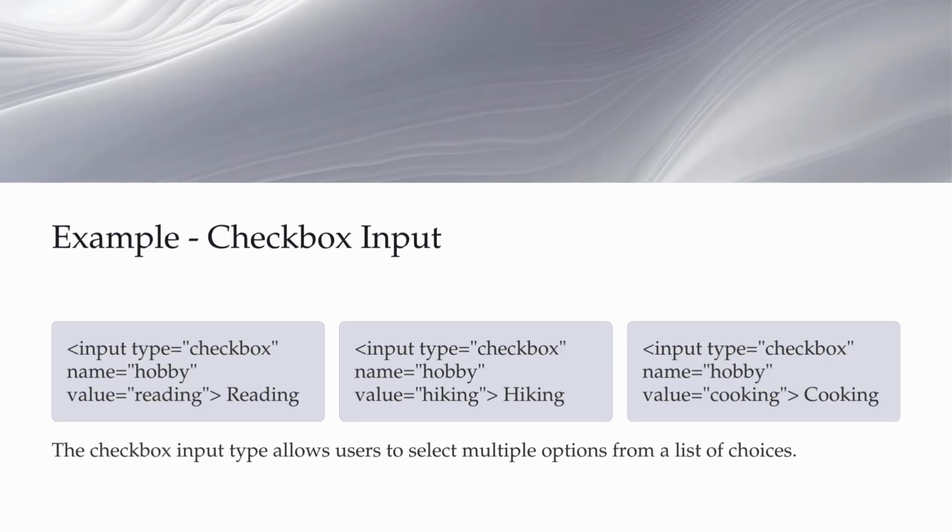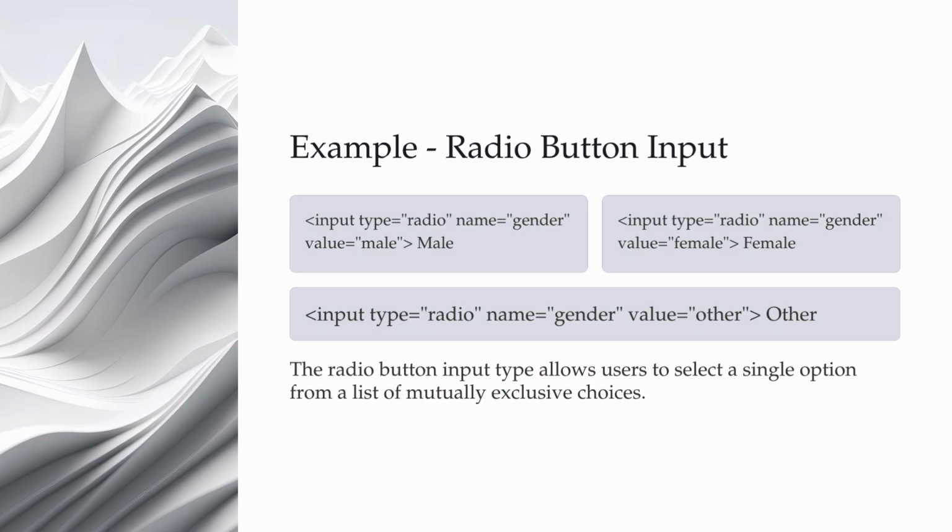Example: checkbox. Input type equals checkbox, name equals hobby, value equals reading, cooking, hiking. The checkbox input type allows users to select multiple options from a list of choices. Example: radio button. Input type equals radio, name equals gender, value equals male; input type equals radio, name equals gender, value equals female; and value equals other. The radio button input type allows users to select a single option from a list of mutually exclusive choices.